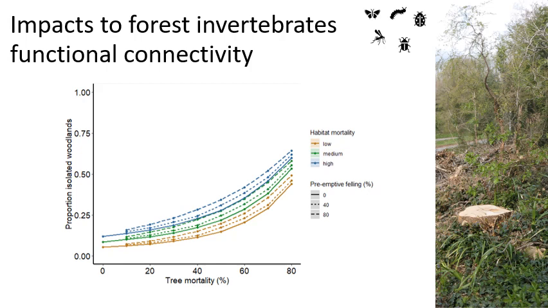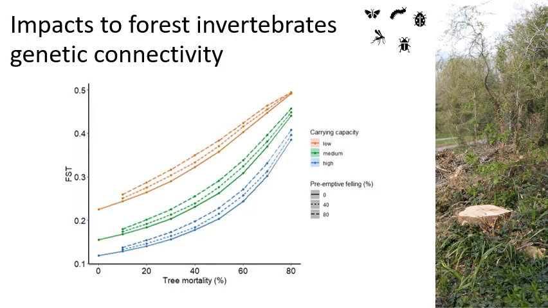So basically the blue species is a poor disperser and the sort of browny orange species is a good disperser. And again, as we'd expect, those individuals that are better at dispersing, the brown ones, are reaching more of the woodlands as less isolated woodlands. So we'd expect that these species that are better at dispersing will be less impacted.